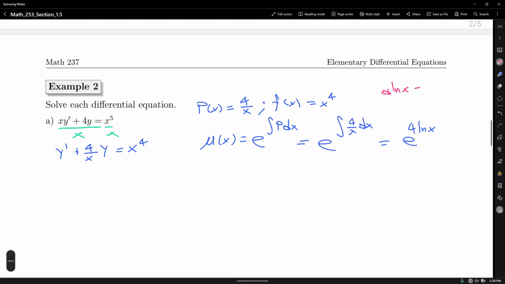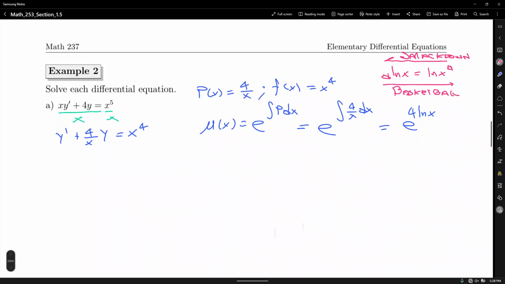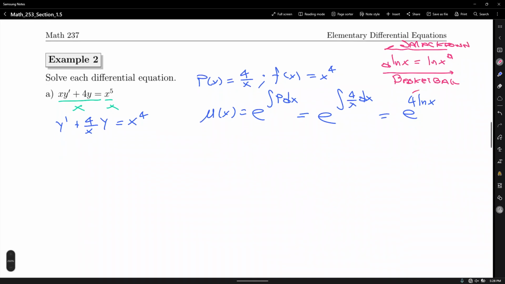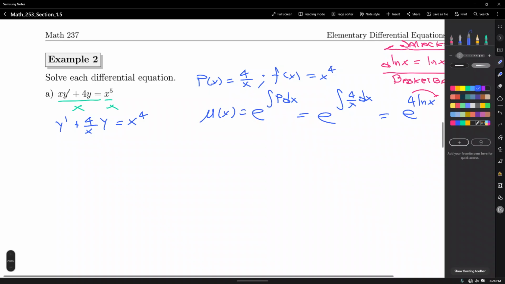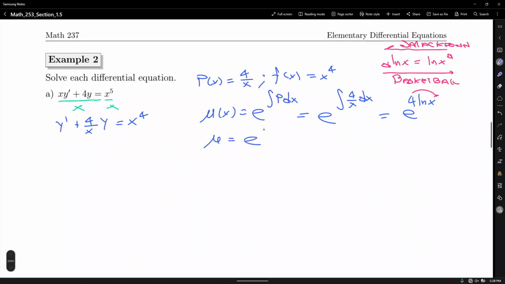A ln of x equals ln of x to the a. If we go in this direction, what are we doing? Basketball with the coefficient. Otherwise, the other way around, the a smacks down, right? So smackdown basketball rule, right? Yep, that makes it catchy to remember, all right? Well, so let's basketball this one first. And mu equals e to the ln of x to the fourth. Cancel e with ln, mu equals x to the fourth.